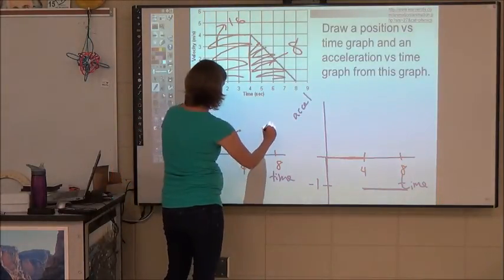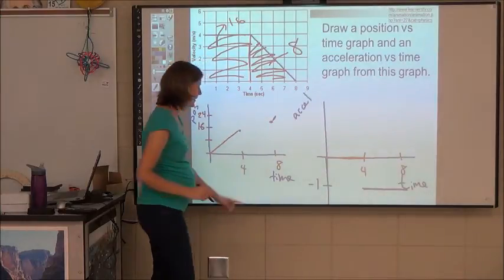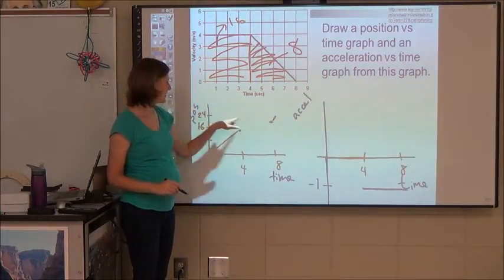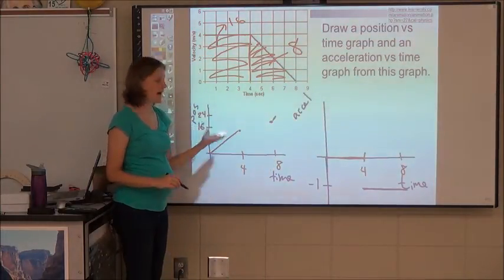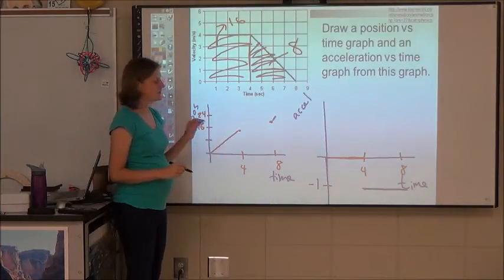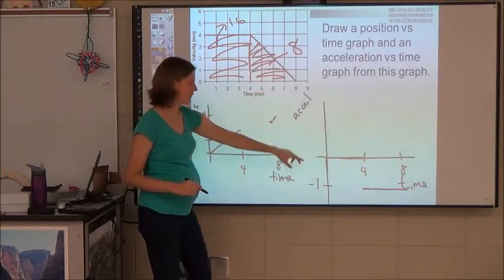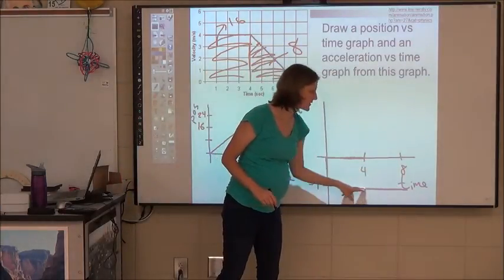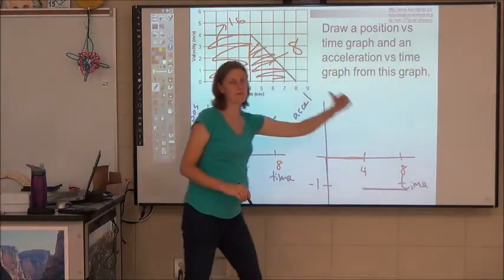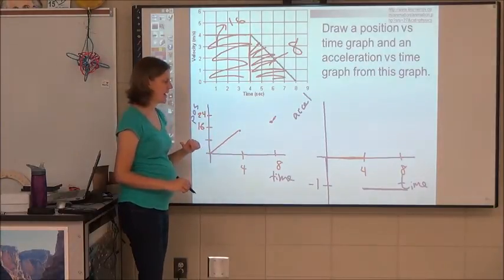So I'll now mark off 24 meters at 8 seconds. How do I connect this? This is not going to be just a direct connection, because I do have acceleration. If you have anything at all for acceleration, there's going to be a curve on the position graph.